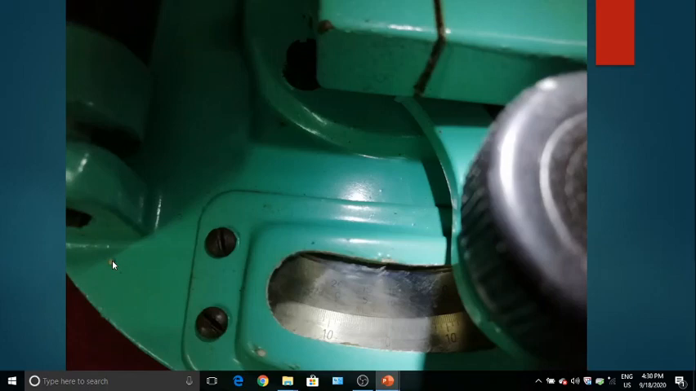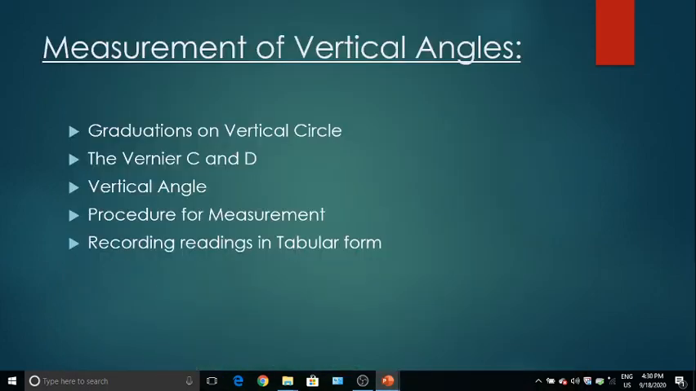Okay. Now you read both verniers C and D of the vertical circle, and then the mean of the two readings gives you the correct vertical angle. A similar observation may be made with the face right also. Whatever angle we have taken with the face left observation, similarly you have to repeat the same process with the face right observation also. Then only by averaging both face right and face left values will we get the actual reading.